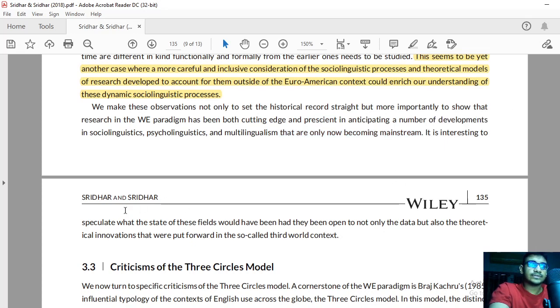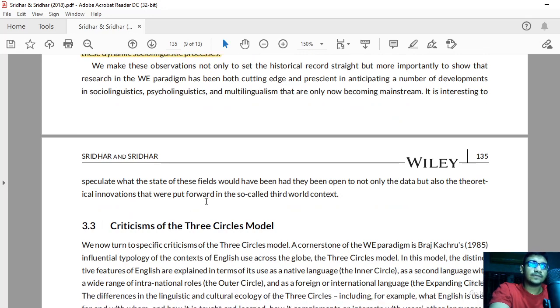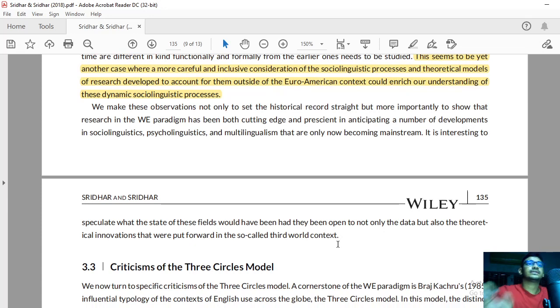It is interesting to speculate where the state of these fields would have been had they been open to not only the data but also the theoretical innovations that were put forward in the so-called third world context. So Sridhar and Sridhar are saying that if more research had been done on the third world context beforehand, then we could have advanced much further than this.